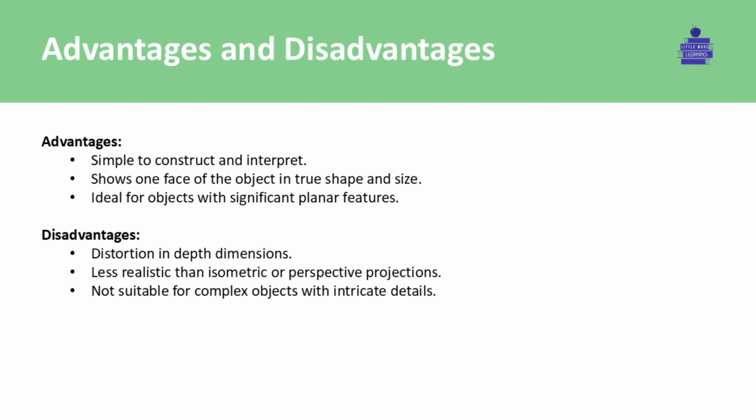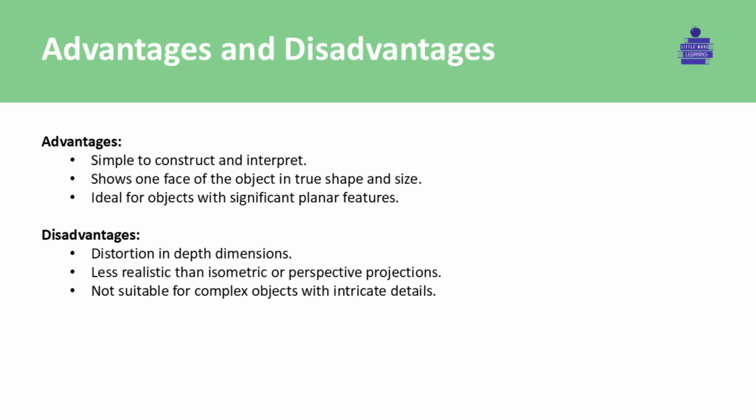Let's have an honest discussion about where oblique projection excels and where it might fall short. Starting with the advantages, one of its greatest strengths is its simplicity in both construction and interpretation. Imagine reading a book in your native language versus one in a foreign language. Oblique projection is like that native language, easier to understand and work with. The fact that it shows one face in true shape and size is particularly valuable when dealing with objects where front features are crucial. Think of circuit boards or control panels. It's especially suited for objects with prominent planar features, like buildings or furniture.